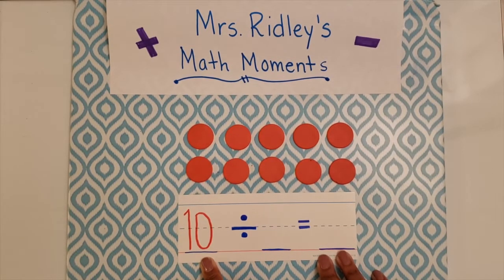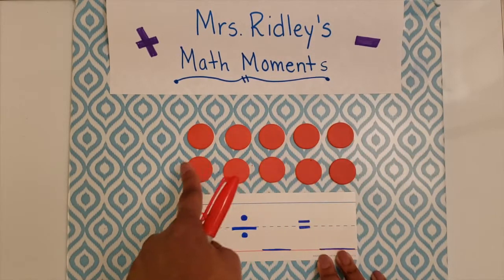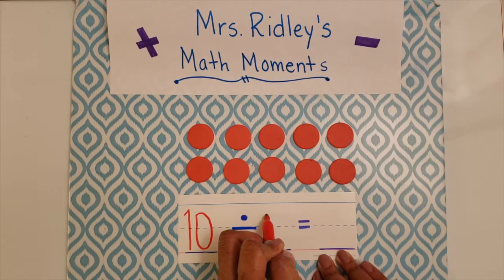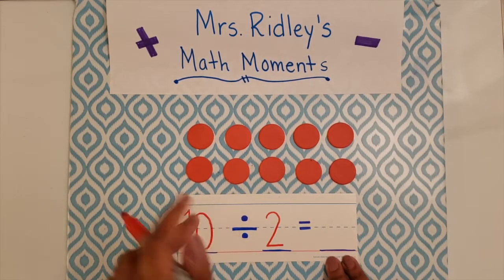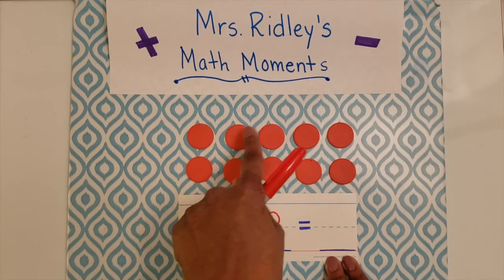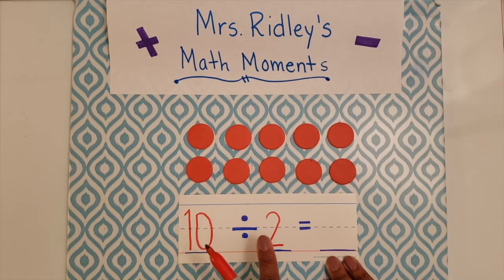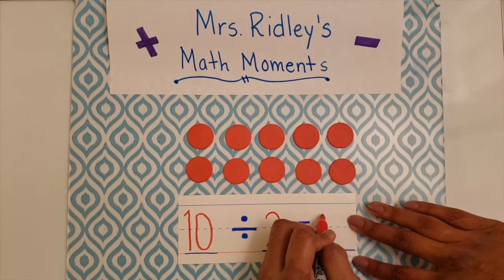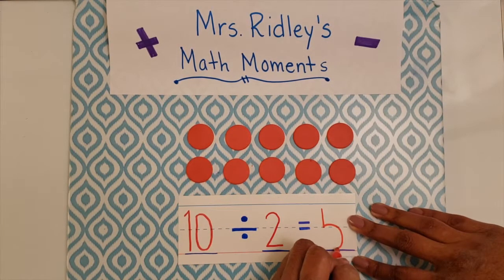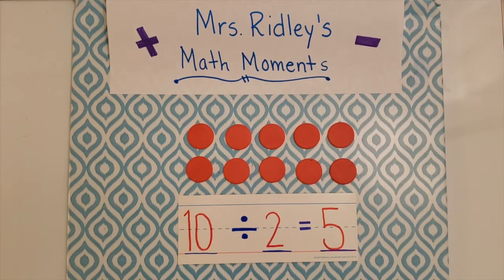Those 10 circles are divided into 2 equal groups. 1 equal group, 2 equal groups. So 10 divided by 2. And then we know that there are 1, 2, 3, 4, 5 in each group. So 10 divided into 2 equal groups means that there are 5 in each group. So our answer will be 5. There is our division equation to match this array.